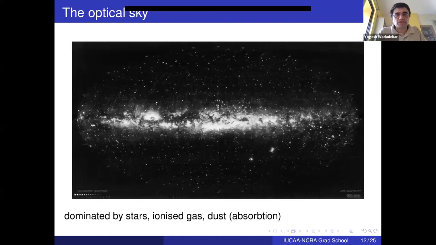So this is a picture of the optical sky. This is in galactic coordinates. So the disk of the Milky Way is along the galactic equator. And as you can imagine, the light in the optical band is dominated by light coming from stars, from ionized gas, and from dust, which is seen mainly in the form of absorption in the optical. If you want to see dust in emission, you have to go to the infrared bands.